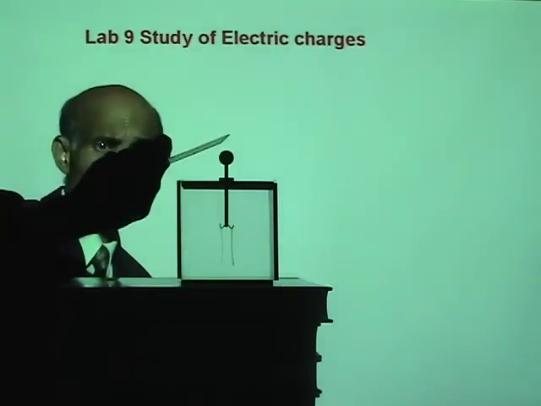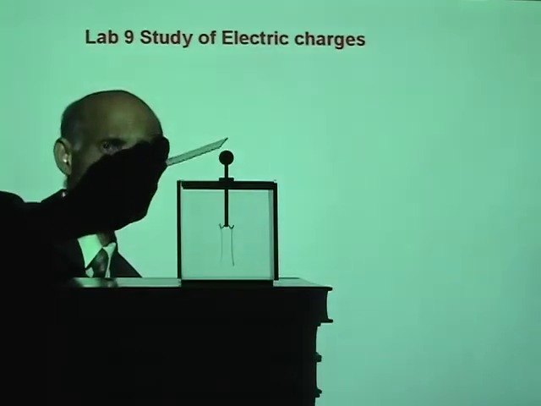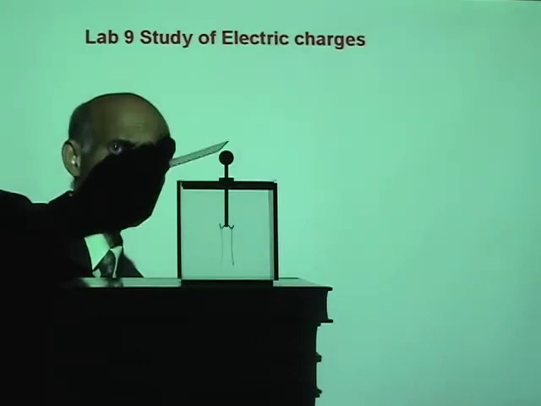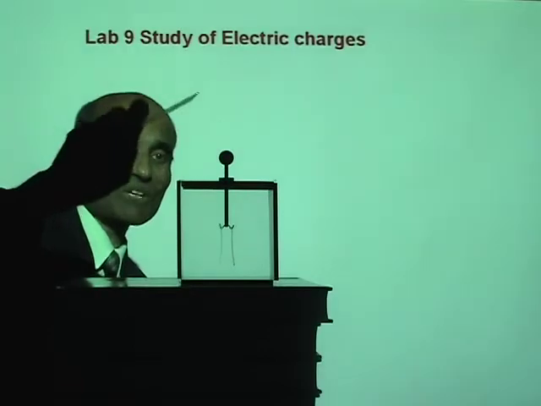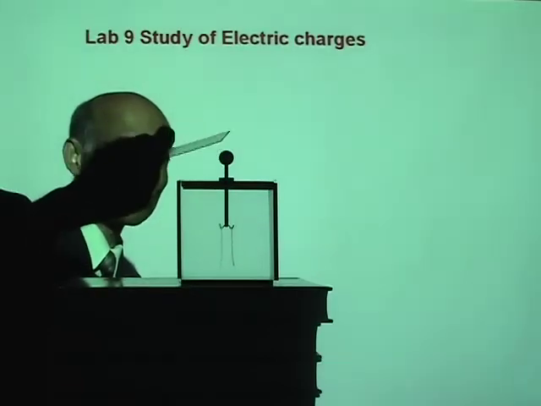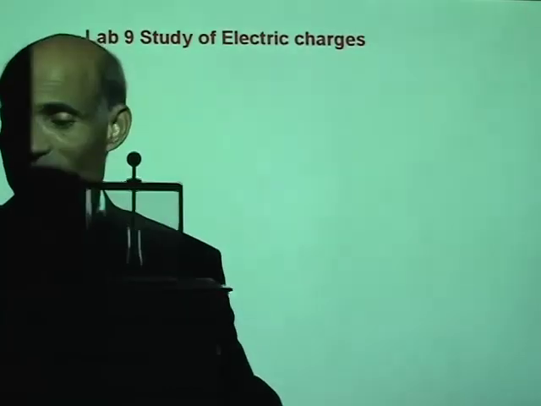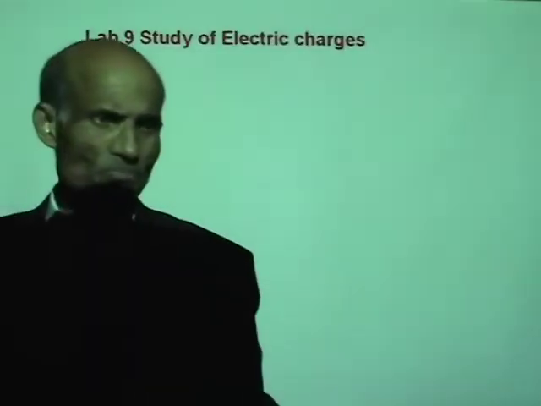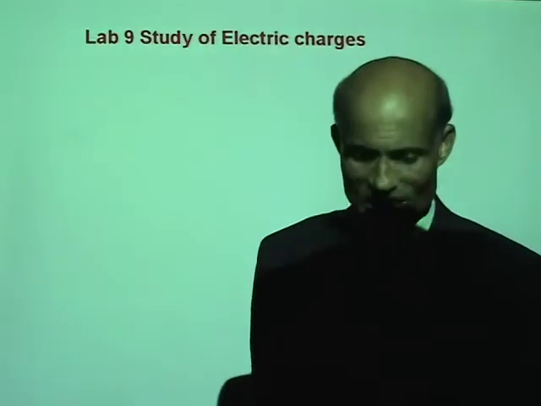See what happens. You see that? The leaves are now collapsing. Can you see it? It's actually happening. That shows that the electroscope now actually carries positive charge. Now, this way of charging is called charging by induction. Charging by induction.